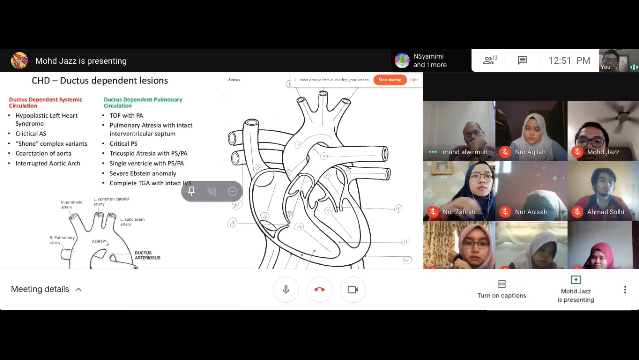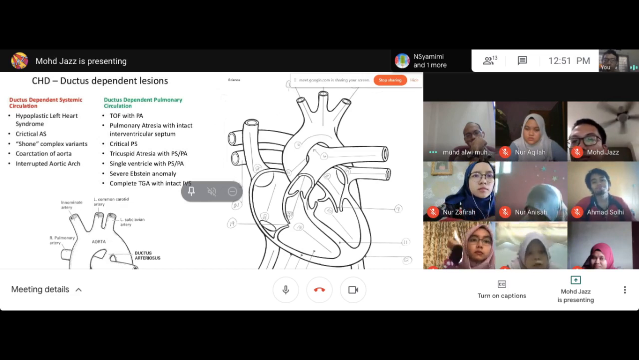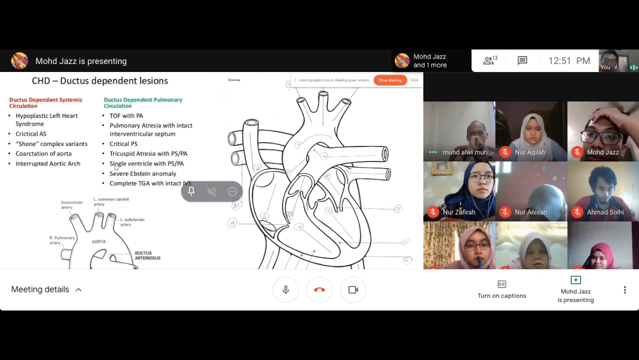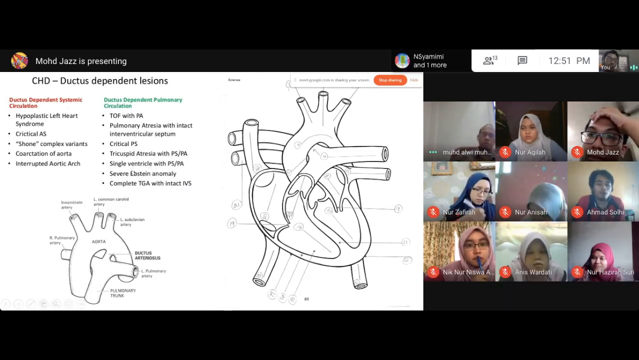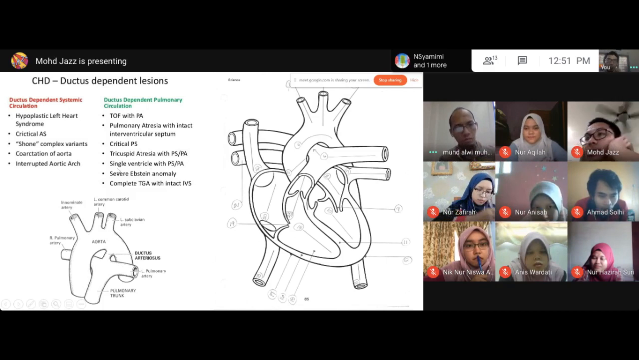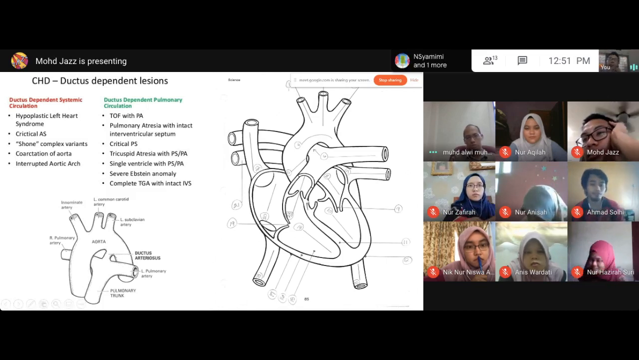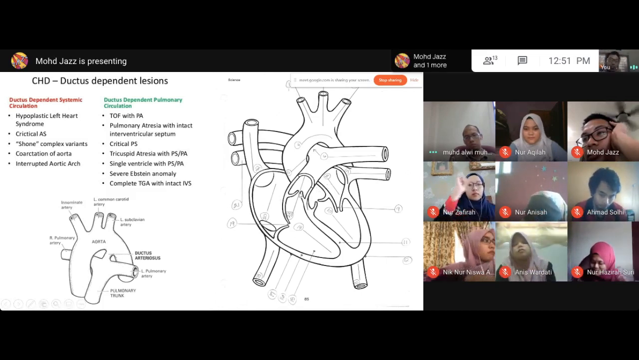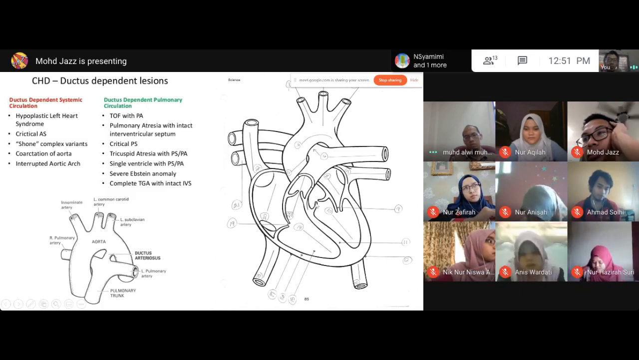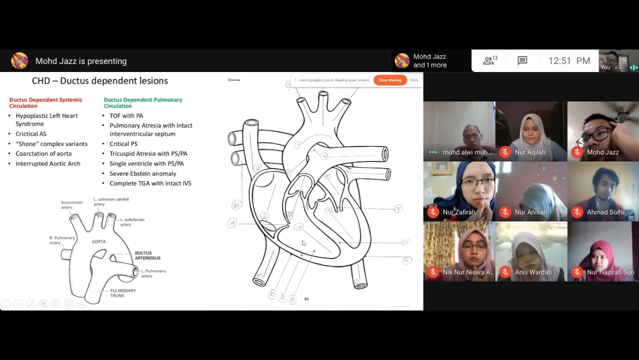TOF, pulmonary atresia, and pulmonary stenosis are already covered. Let's talk about single ventricle. Single ventricle is an anomaly where there is only a single ventricle, as the name suggests. Both the right and left atrium drain into a singular ventricle, either via a common atrioventricular valve or via separate tricuspid and mitral valves. This singular ventricle then gives both systemic and pulmonary circulation.